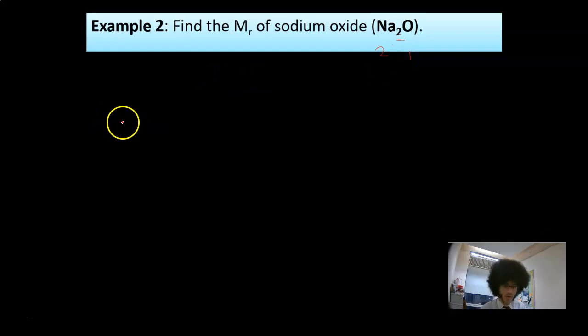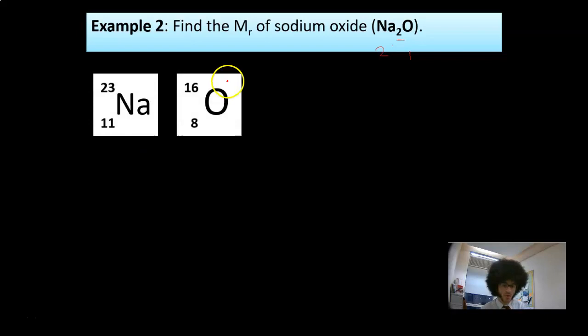So to work out the MR in this case, first off I look at the periodic table as I normally do, and I find sodium and oxygen like so. Sodium's got an AR of 23, oxygen has an AR of 16, so now I'm in a position where I can work out the MR. So the MR for sodium oxide, I like writing MR and then the formula like so, I think it's tidy.